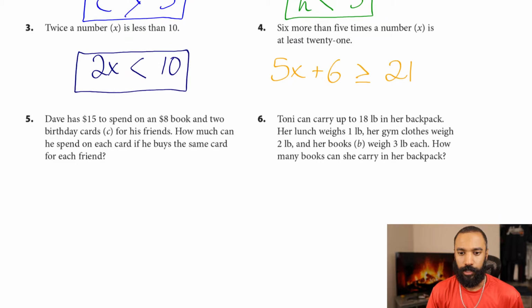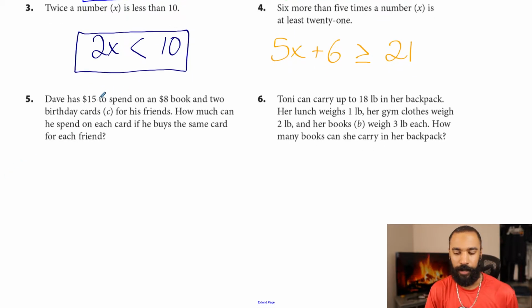All right. 2 more. These are kind of bigger. Dave has $15 to spend on an $8 book and 2 birthday cards for his friends. How much can he spend on each card if he buys the same card for each friend?